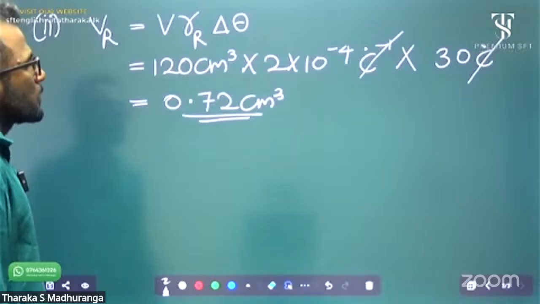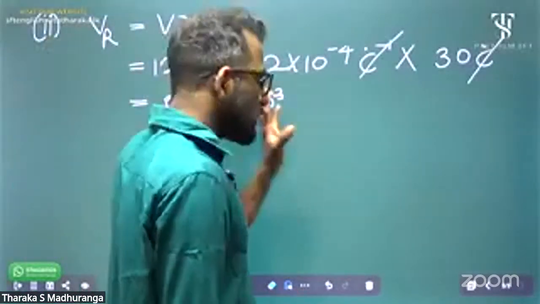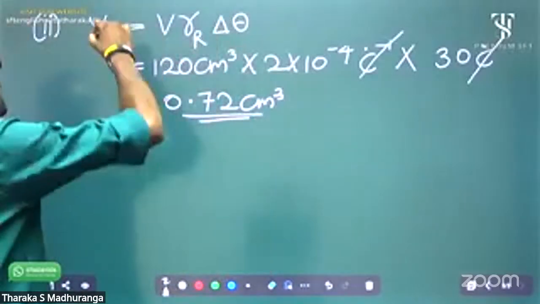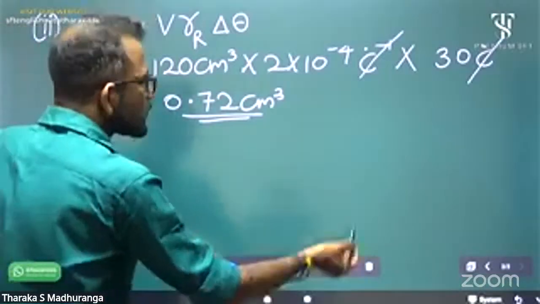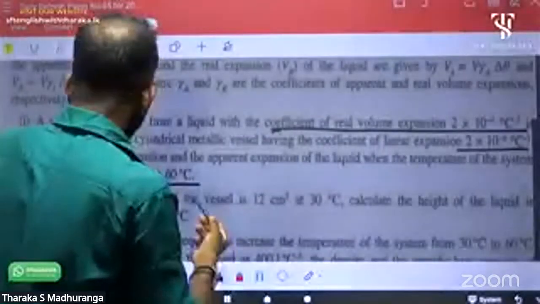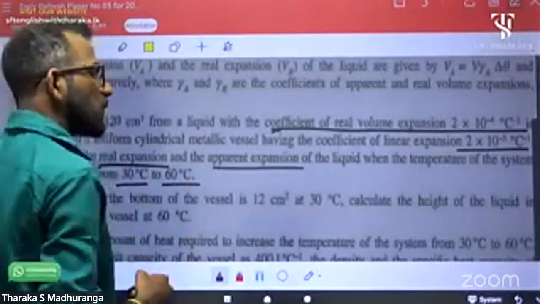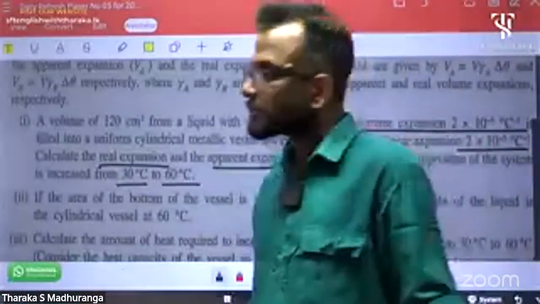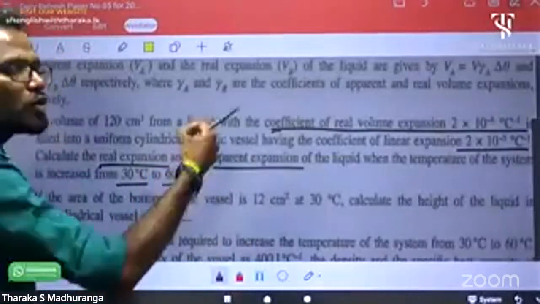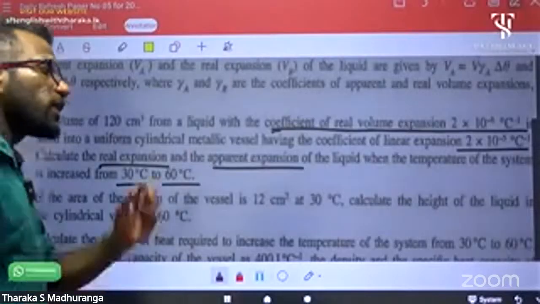Now the problem. Now the real volume expansion. 0.72 cubic centimeter is the real volume expansion. But the question asks for real expansion as well as apparent expansion. The apparent expansion coefficient is not given, and we don't know the volume increase amount.